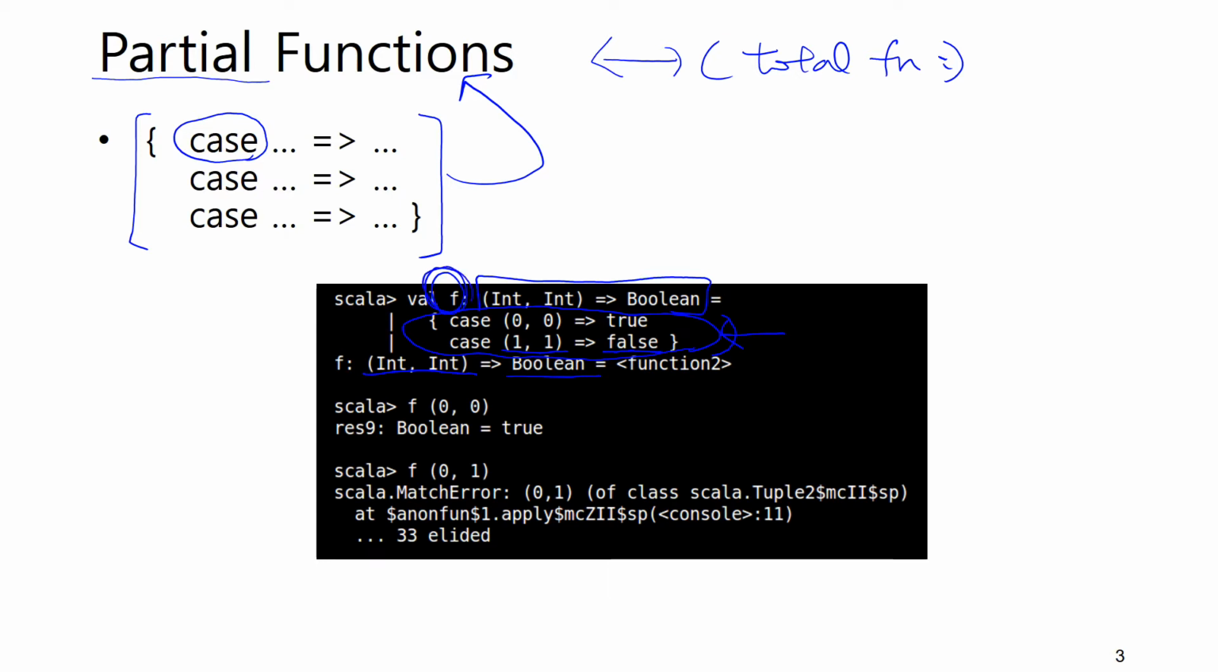But this function f is a partial function, so it is defined only on two elements in the domain, this pair of integers and this pair of integers. So you can apply the function f to this pair of integers and it successfully returns the value true. On the other hand, if you apply the function f to an element that is not included in this case construct, then this expression raises an exception, a MatchError.